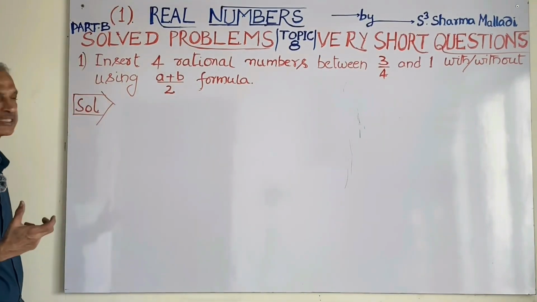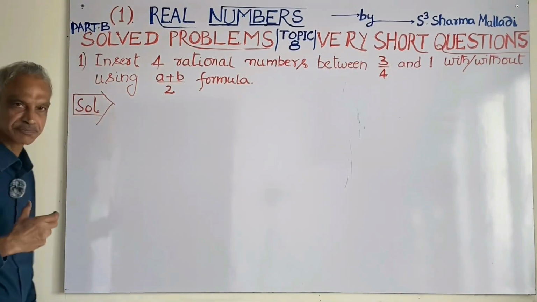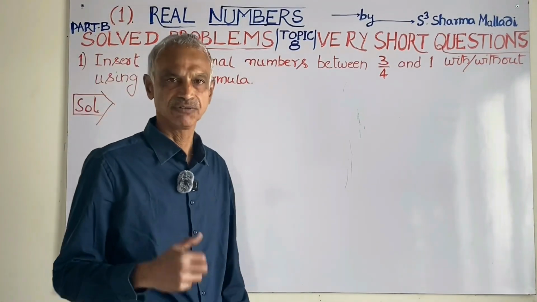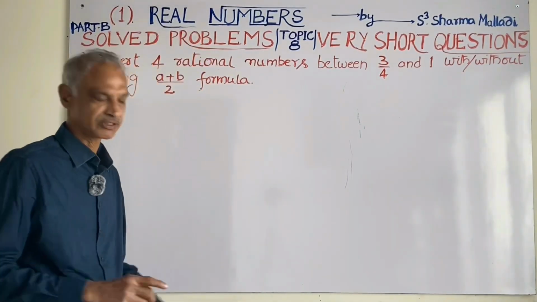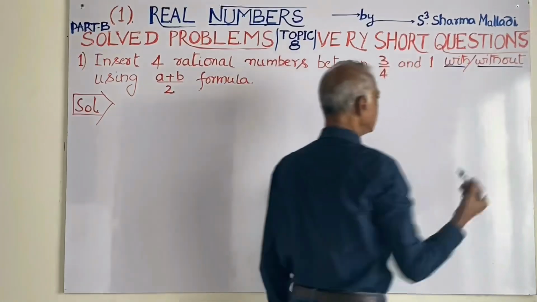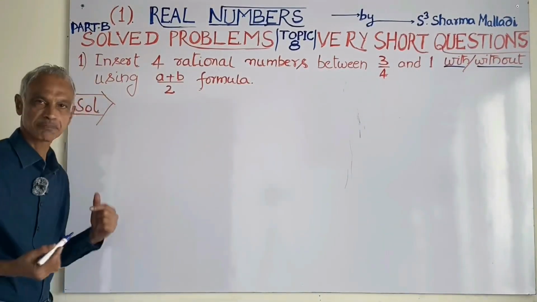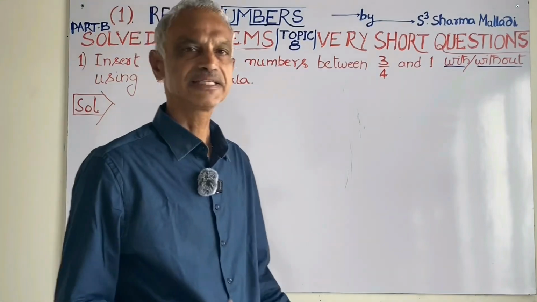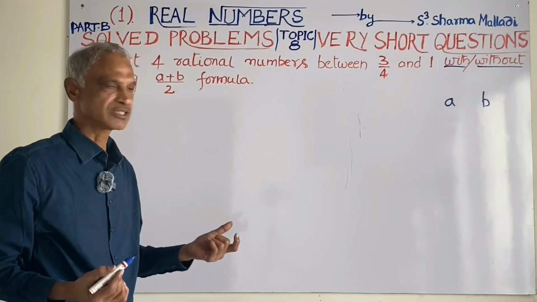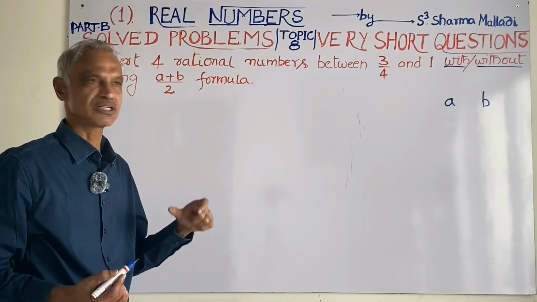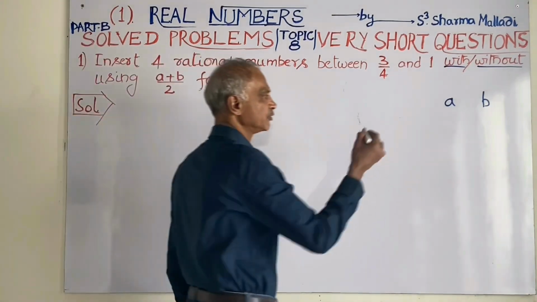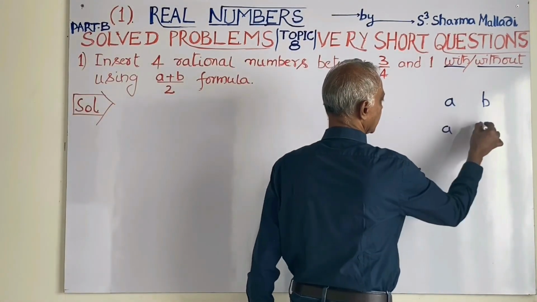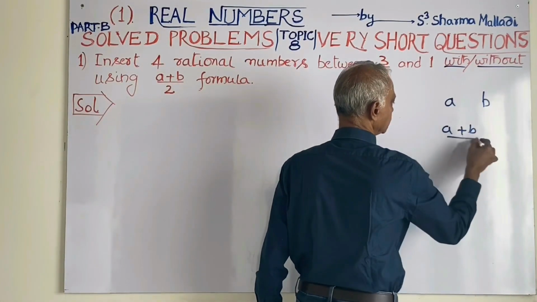In very short questions, insert 4 rational numbers between 3 by 4 and 1, with and without using the a plus b by 2 formula. What is the a plus b by 2 formula? It is an average. If a and b are rational numbers, how do we insert a rational number between a and b? You have to take the average: a plus b by 2.